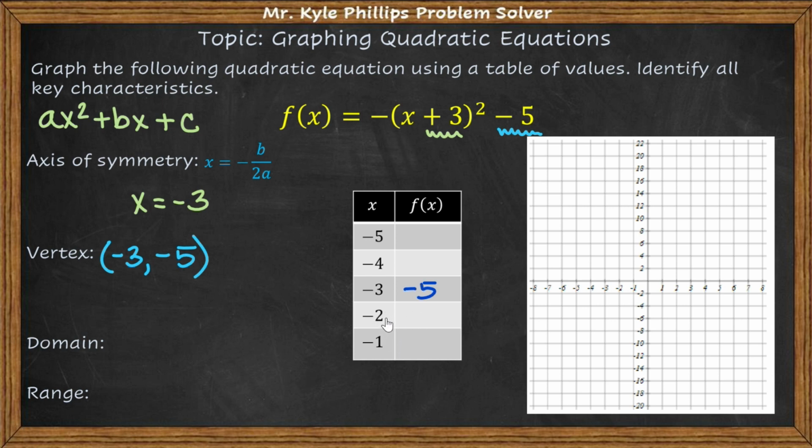So if I plugged in negative 2, what's negative 2 plus 3? Well, that's 1. 1 squared is 1. And then this now makes it a negative 1. And negative 1 minus 5 is negative 6. And whatever happens 1 to the right will also happen 1 to the left. Now I can plug in negative 1. Negative 1 plus 3 is 2. 2 squared is 4. This is now negative 4. Negative 4 minus 5 is negative 9.